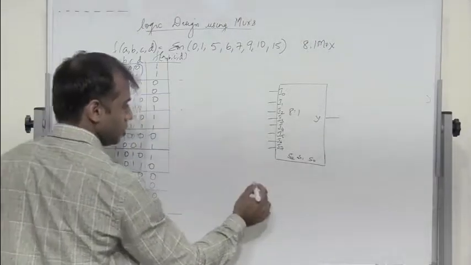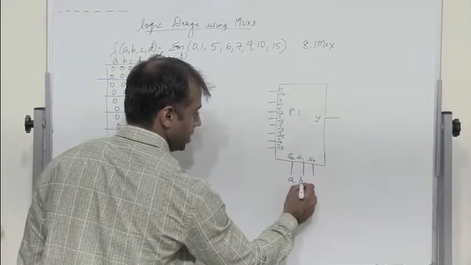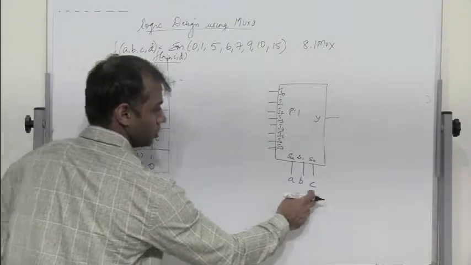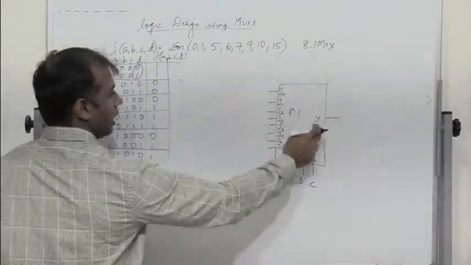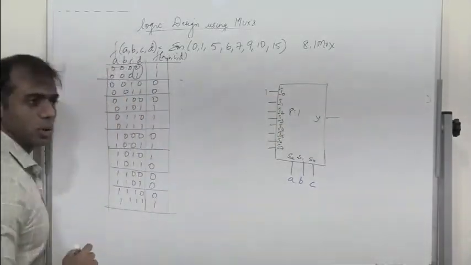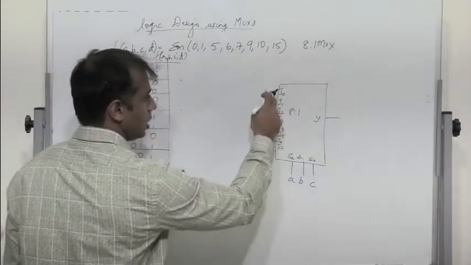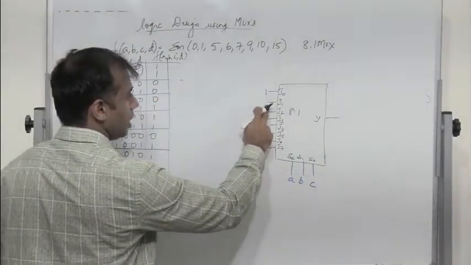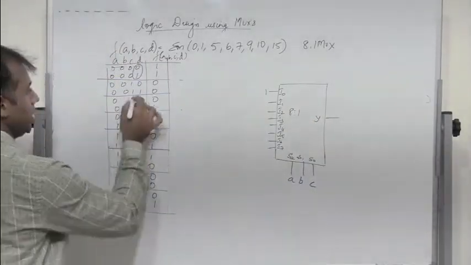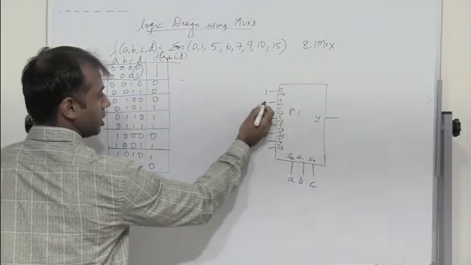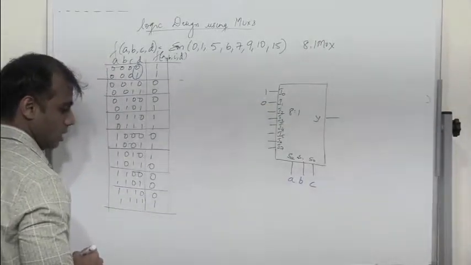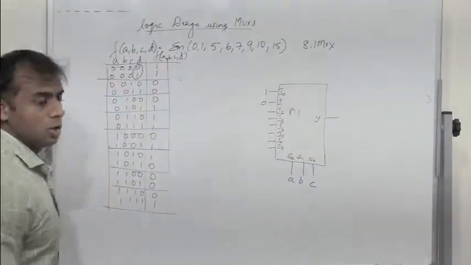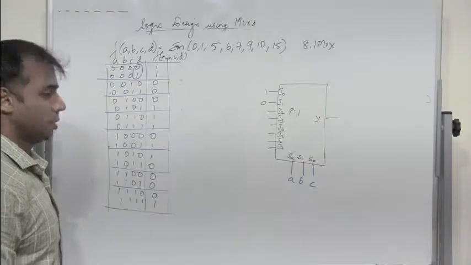So I give ABC to the select lines S2, S1 and S0. When ABC is 0, 0, 0, when D is 0, 1, I need to get 1 at the output. So connect 1 to I0, because when ABC is 0, I0 is connected to the output. When ABC is 0, 0, 1, I1 appears at the output. So when D is 0, 1, I get a 0. So I connect 0 here. So when ABC is 0, 0, 1, I get a 0, irrespective of whether D is 0 or 1.